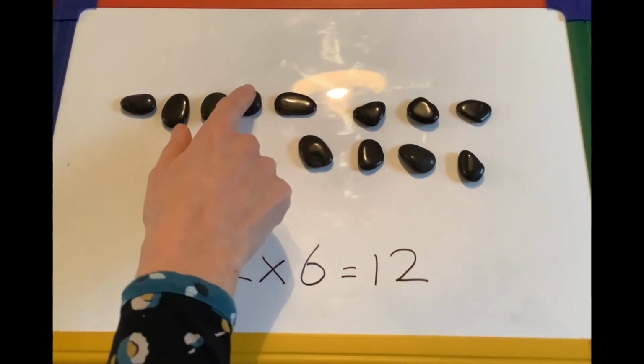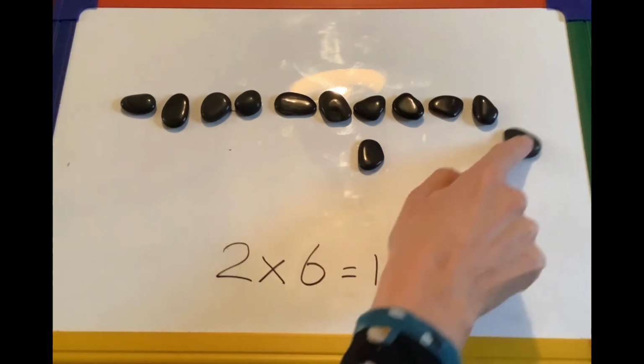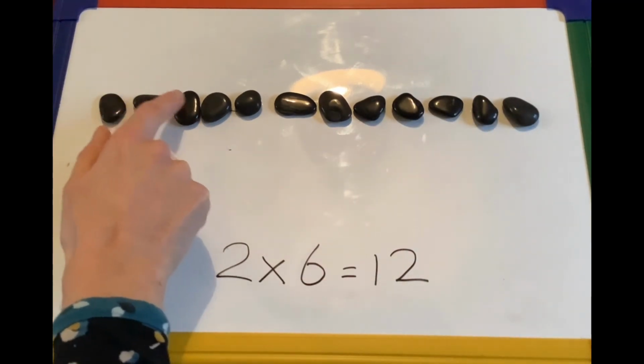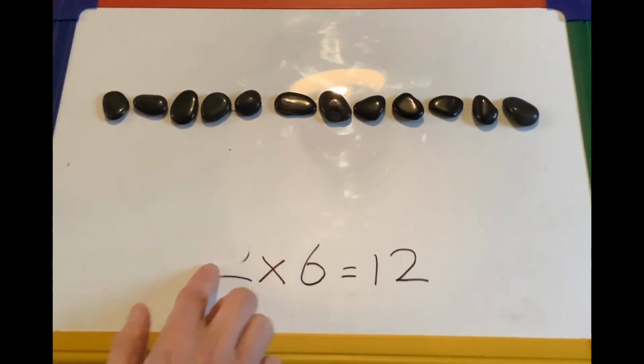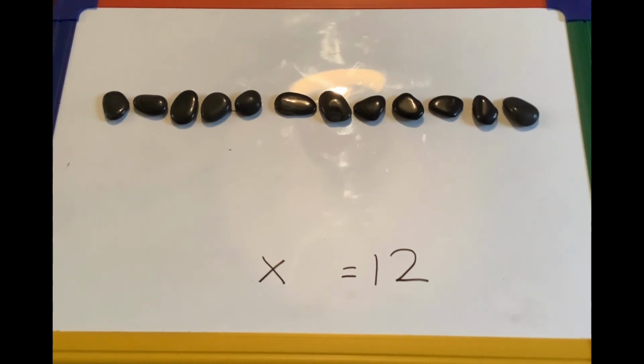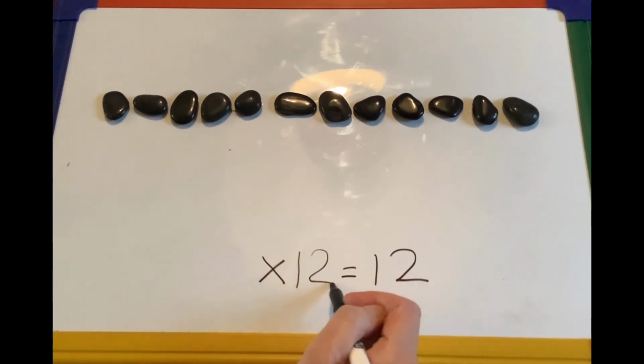I'm not sure if it's going to fit, just all squash up a bit. So how could you describe that array? It's still an array and it's still 12, but this time the 12 are all in a row and there is one row. So 1 times 12, one set of 12 equals 12.